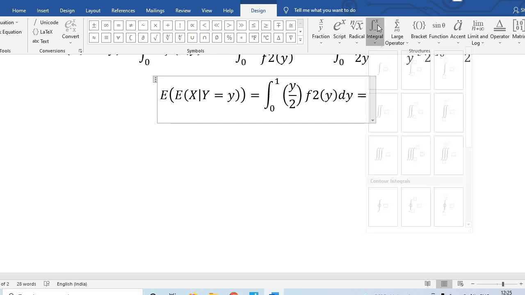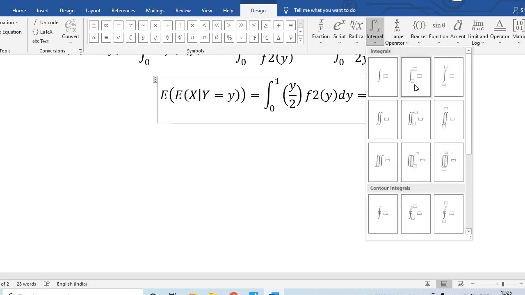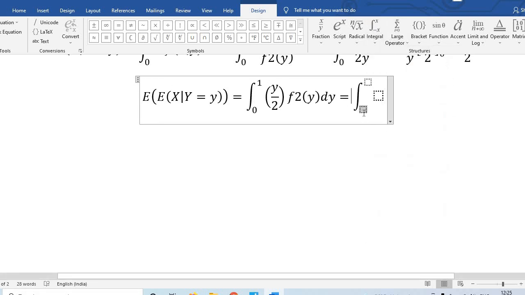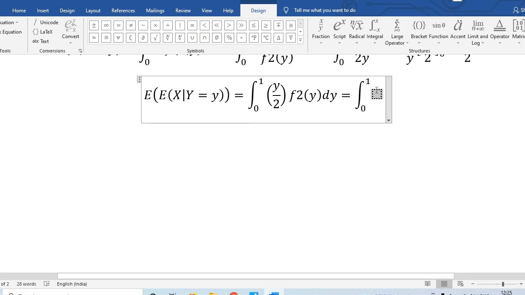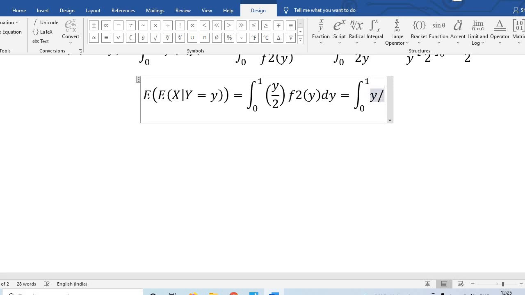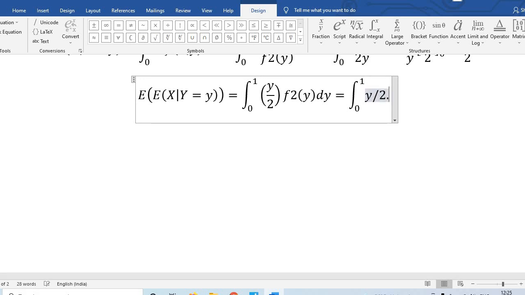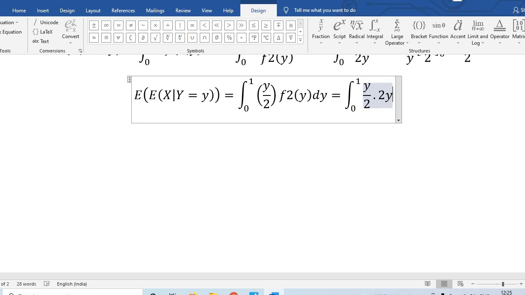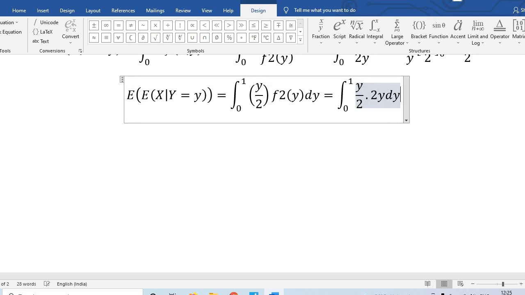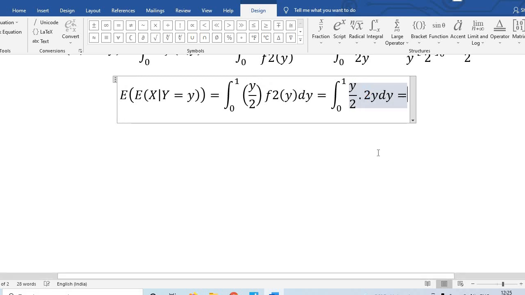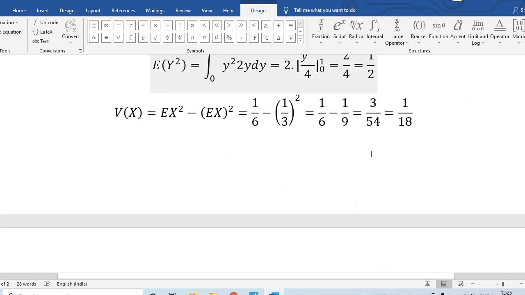That is integral 1 y by 2 into 2y dy, that equal to 2 into, cancel out.